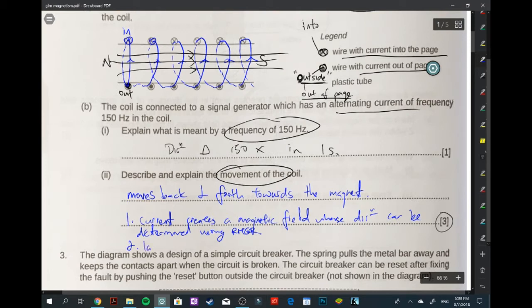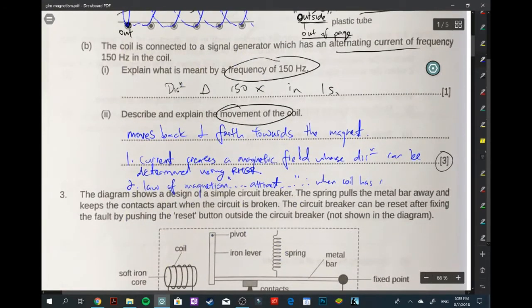So the second point is the law of magnetism. The law of magnetism states that like poles repel, and unlike poles attract. So this part I leave it to you. You should know the law of magnetism, and therefore when a coil has a north polarity near the magnet, it repels, and of course the converse is true.